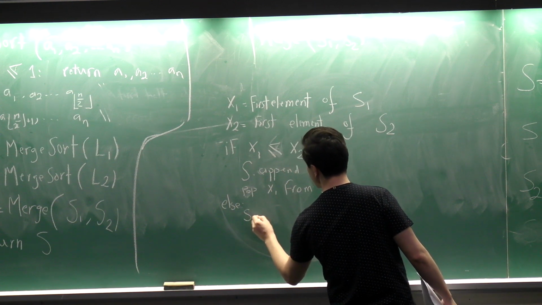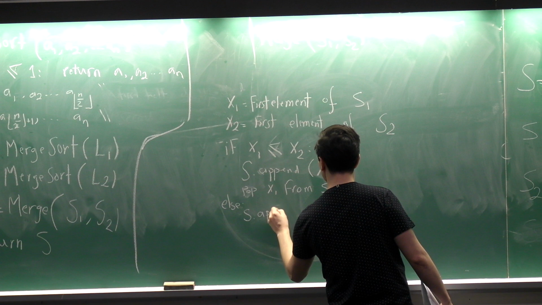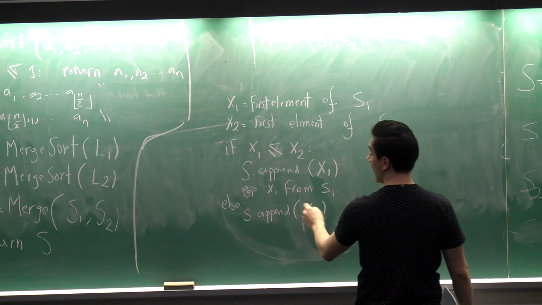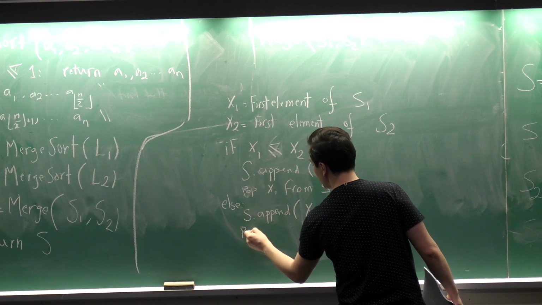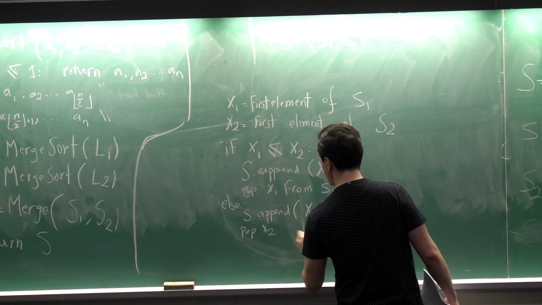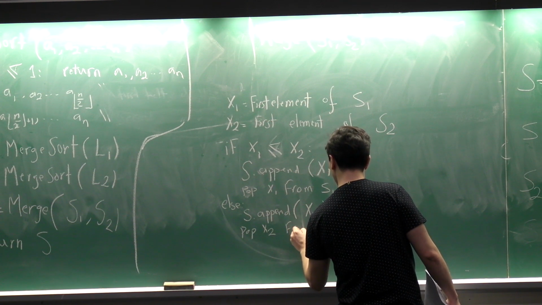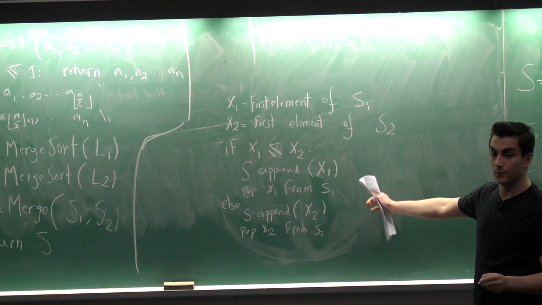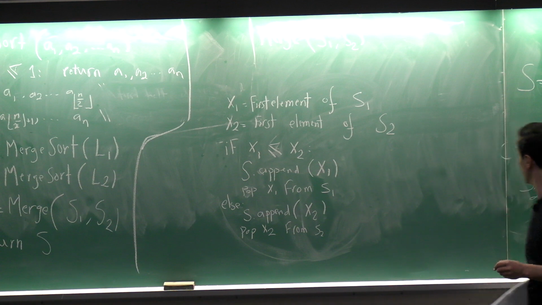Then we append S with x2, and we pop x2 from S2. So this is what we're doing, right? So let's continue from here. So what did we do?